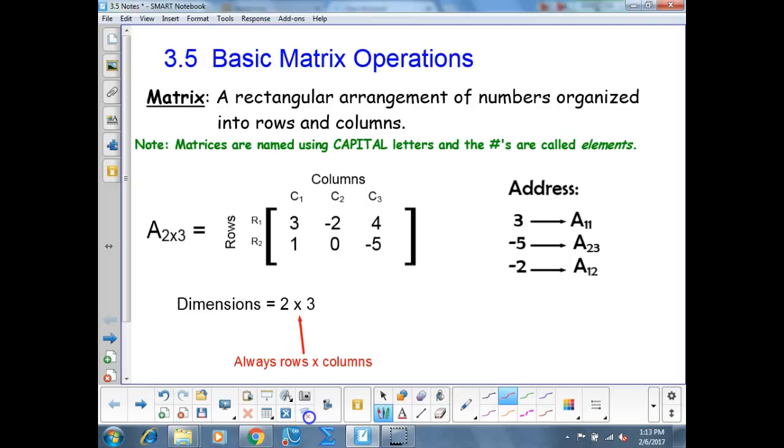Remember, if there's one thing that you take away, everything in matrices is rows by columns. Okay? Dimensions are rows by columns. Tomorrow when we multiply, you're going to multiply the rows of the first one times the columns of the second one. Okay? It's always rows by columns. Addresses are given rows first, columns second, etc. Okay?